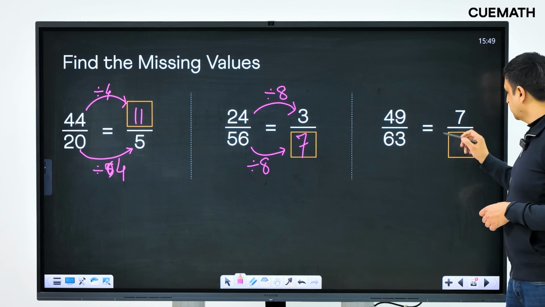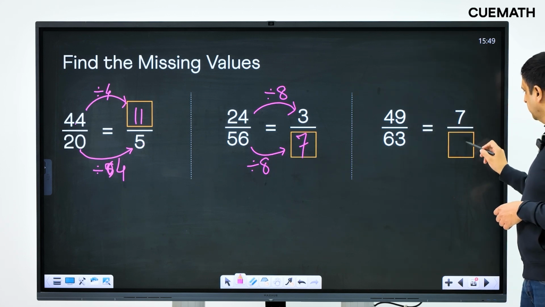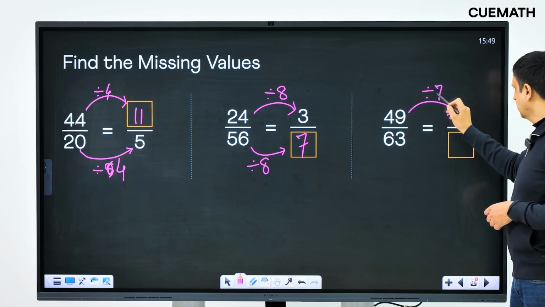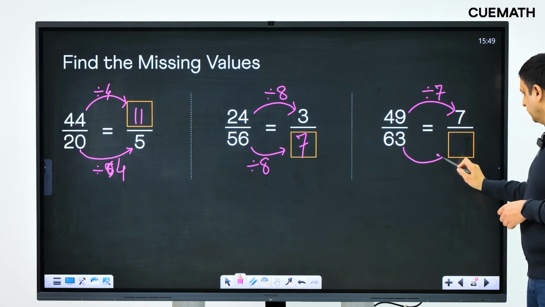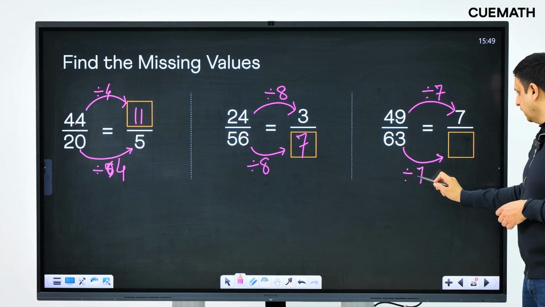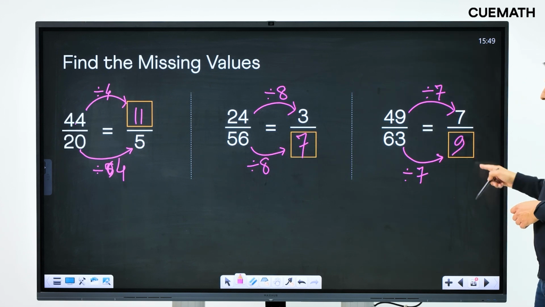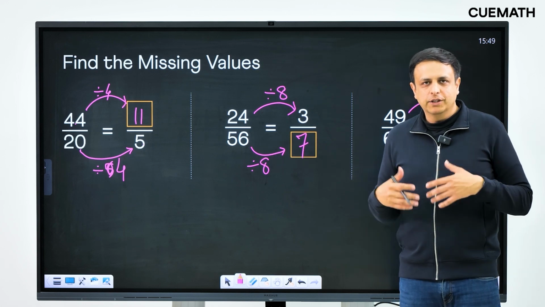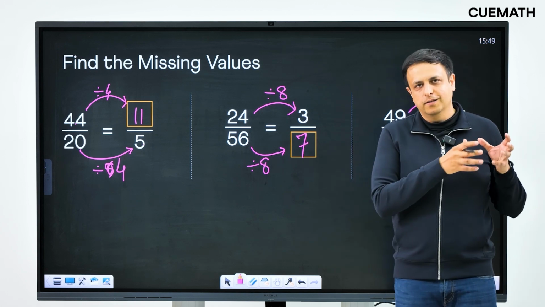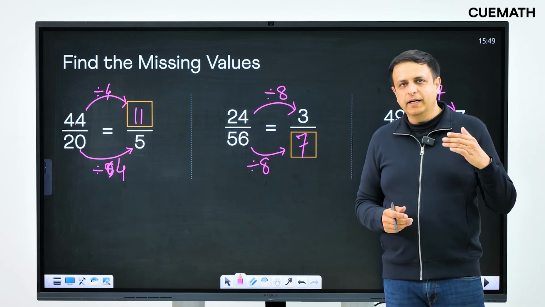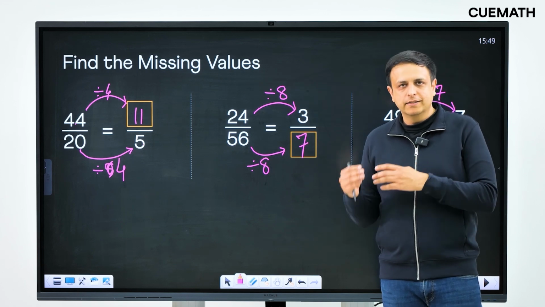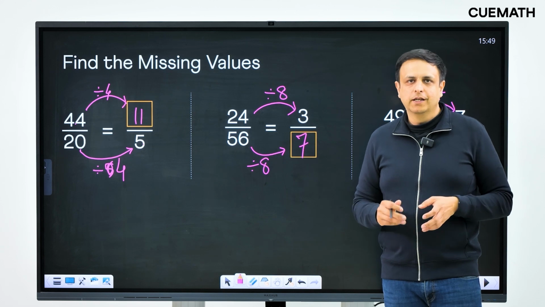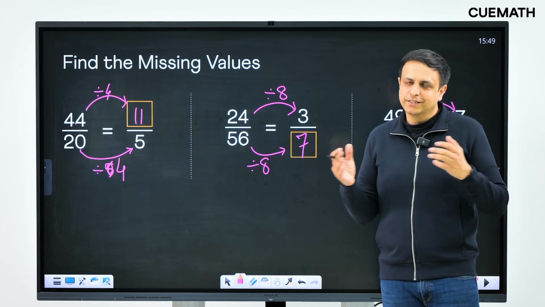And then 49 over 63 is equivalent to what here? So I will divide 49 by 7 to get 7. So I'll need to do the same with the denominator. So 63 divided by 7 is 9. So 9 is what will show up over here. So that's it. That's the concept. That's how you generate an equivalent fraction from a given fraction. You either multiply the numerator and denominator by the same number, or you divide the numerator and denominator by the same number if possible to get an equivalent fraction. So that's the whole concept.